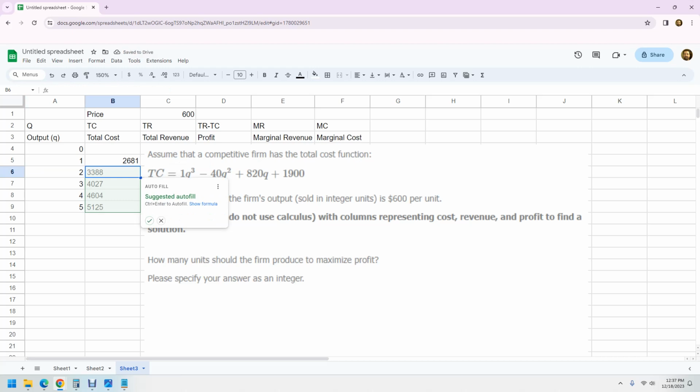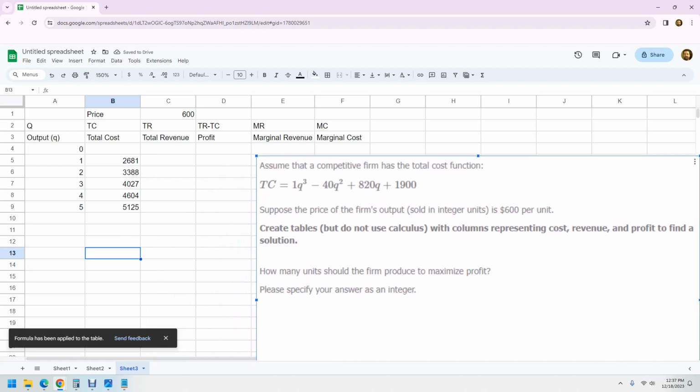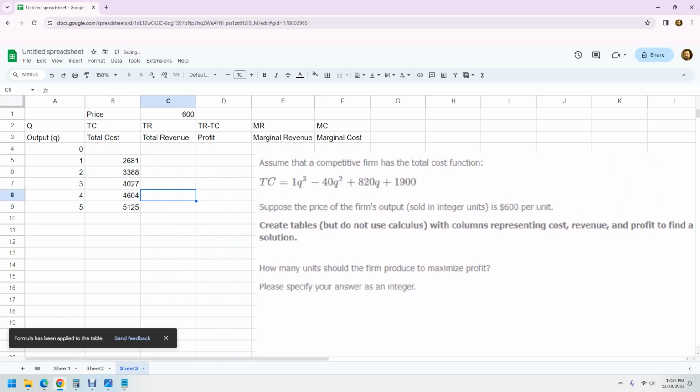Now, Google Sheets is going to want to autofill that formula all the way in. You can go ahead and do that. Okay, so now that's the total cost of producing 2 units, 3 units, 4 units, 5 units. Now, I didn't do 0, so let's go backwards to 0. So I grabbed it, and I sent it backwards. Now, that makes sense, because if you put a 0, 0, 0, that's how we know we did this right.